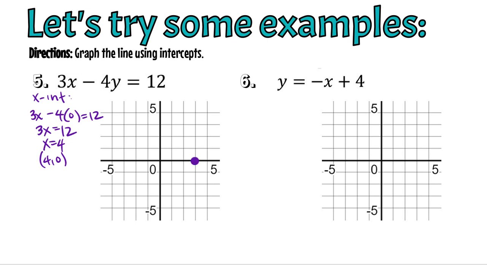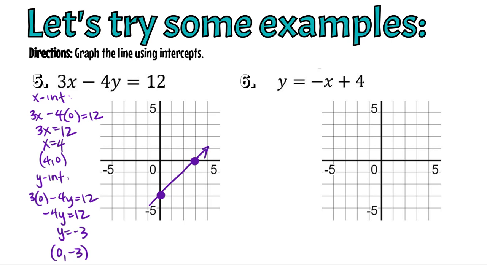Next, we want to find the y-intercept. We do that by plugging in 0 for x, and then finding our y value. So we get -4y equals 12, so y equals -3. That means the point (0, -3) is our y-intercept, and we can plot that on the graph. Now that we have 2 points plotted on the graph, we connect with a straight line, and we draw arrows at the ends of our graph.